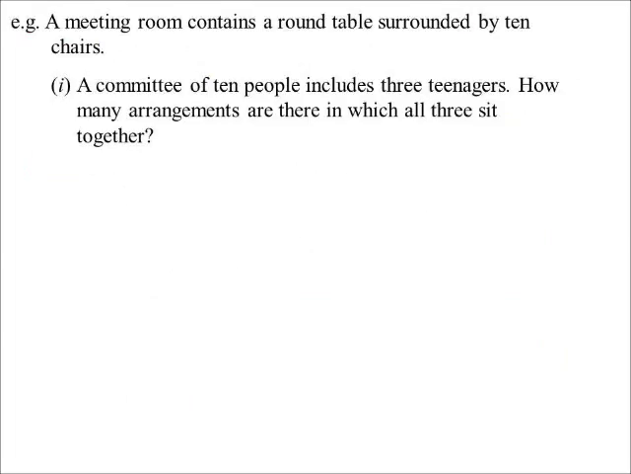Okay, so a meeting room, often we meet round tables, 10 chairs, a committee of 10 people, including 3 teenagers. Yes, we're letting 3 of them on this committee. How many arrangements are there in which all 3 sit together? Because, you know, they're very intimidated going in there with 7 adults. Oh no, we want to be together.